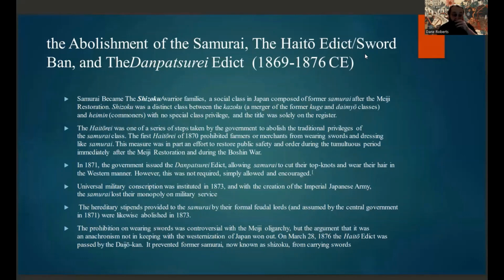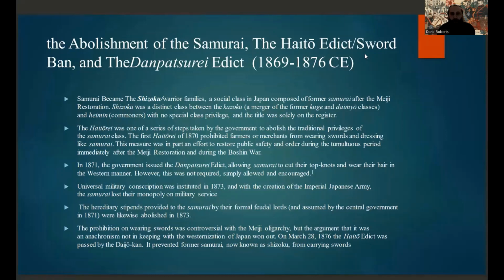These measures, especially the prohibition of wearing swords, were highly controversial in the Meiji oligarchy. However, eventually, the argument that these were an outdated tradition won the day. Essentially, they argued that these were an anachronism, and so it was decided, regardless of whatever reservations members of the Meiji oligarchy, who themselves were also former samurai, had, that it was time to leave behind the samurai and the carrying of swords by samurai and to move on into the modern era.